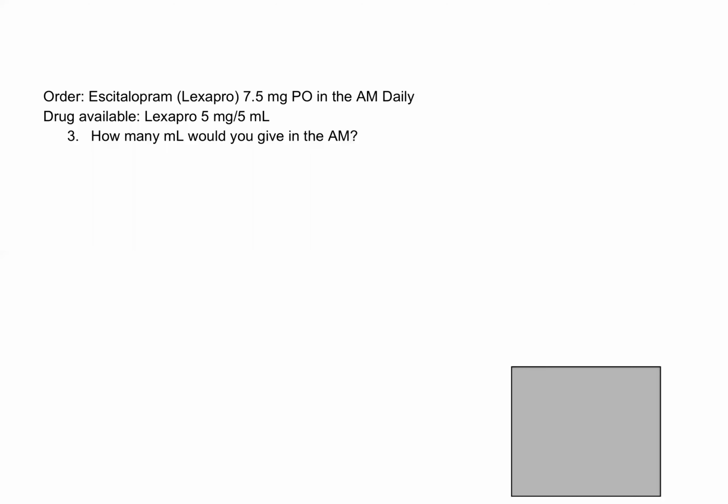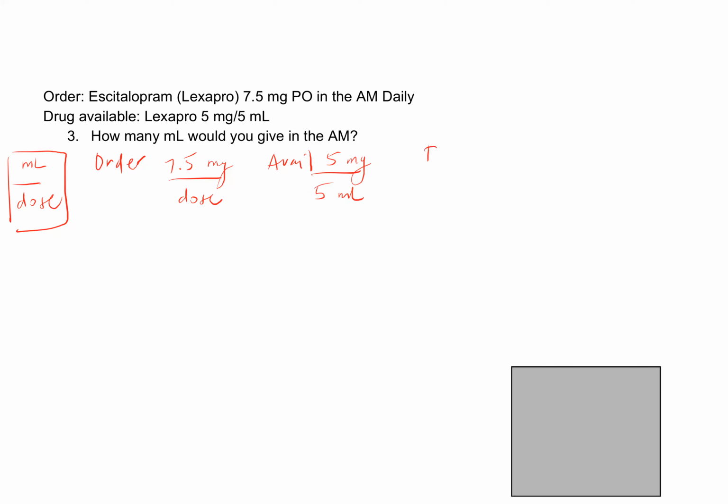Number 3 is based on this order: Lexapro 7.5 milligrams PO in the morning daily. Drug available is Lexapro 5 milligrams per 5 mLs. How many mLs would you give in the morning? So the units that we're looking for are milliliters per dose. Our order is 7.5 milligrams per dose. Our availability is 5 milligrams per 5 ml. Our frequency is 1 dose per day.